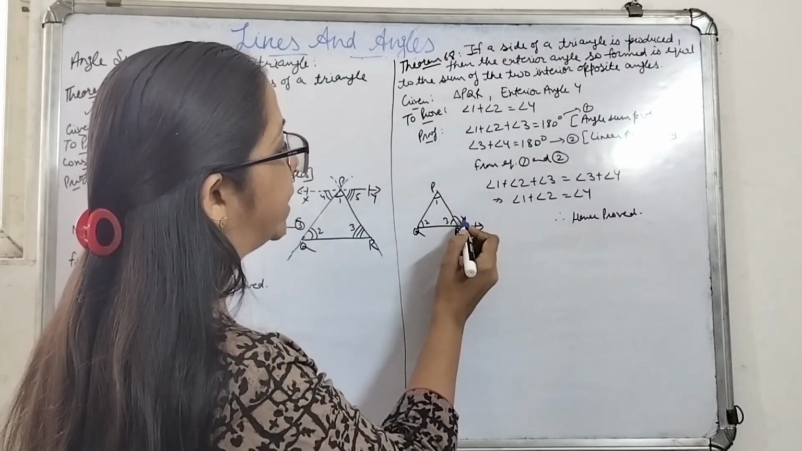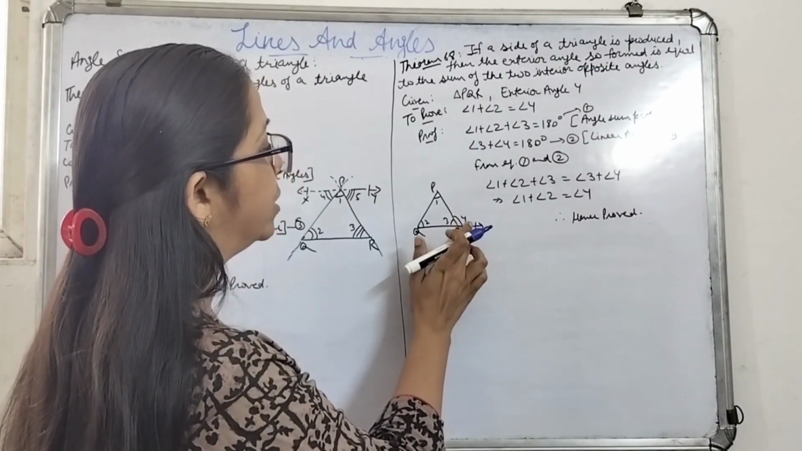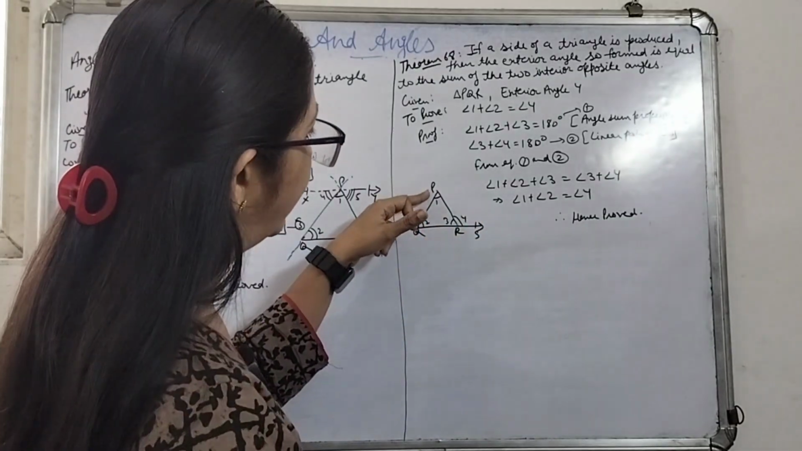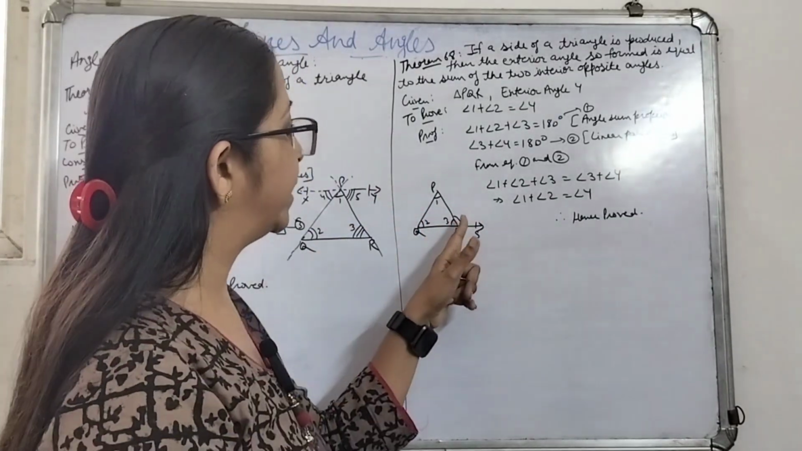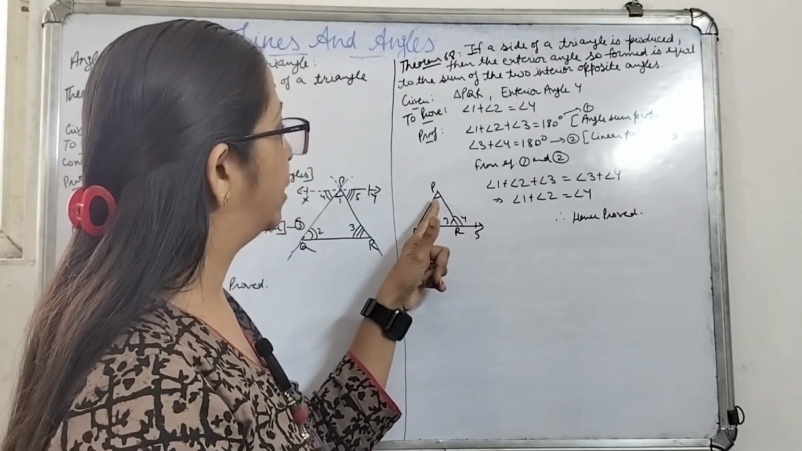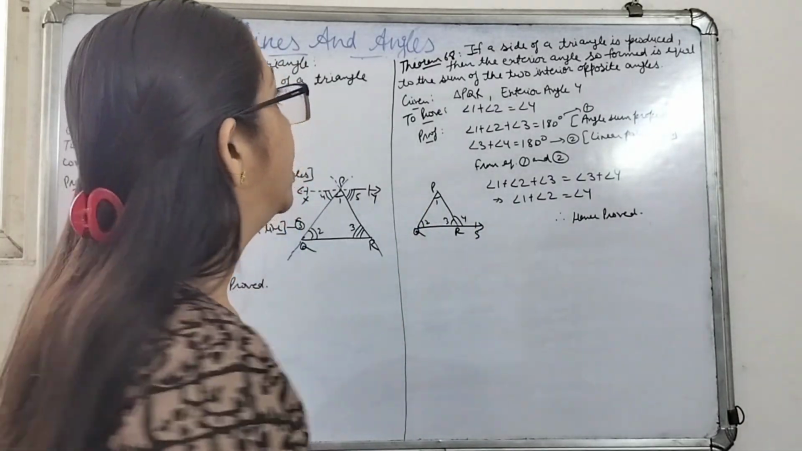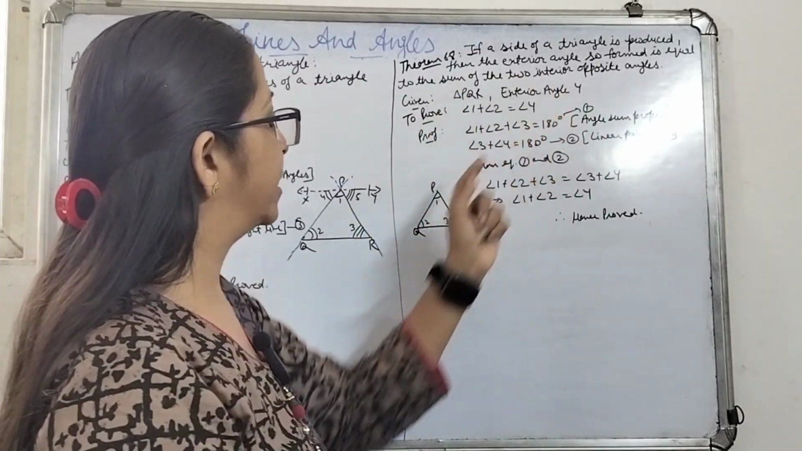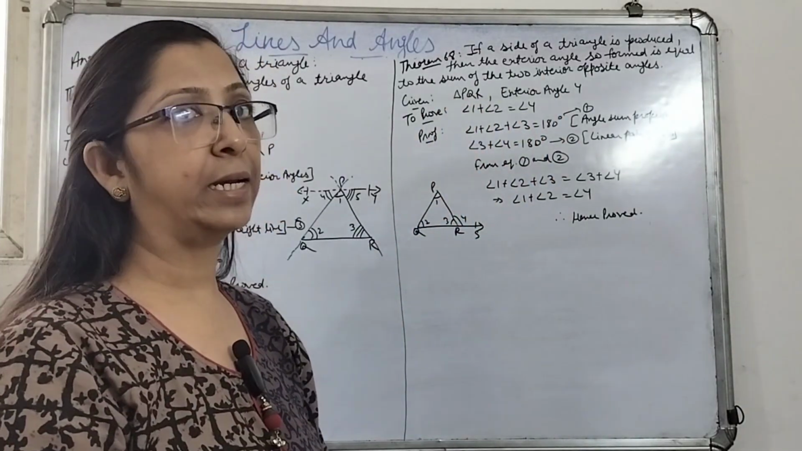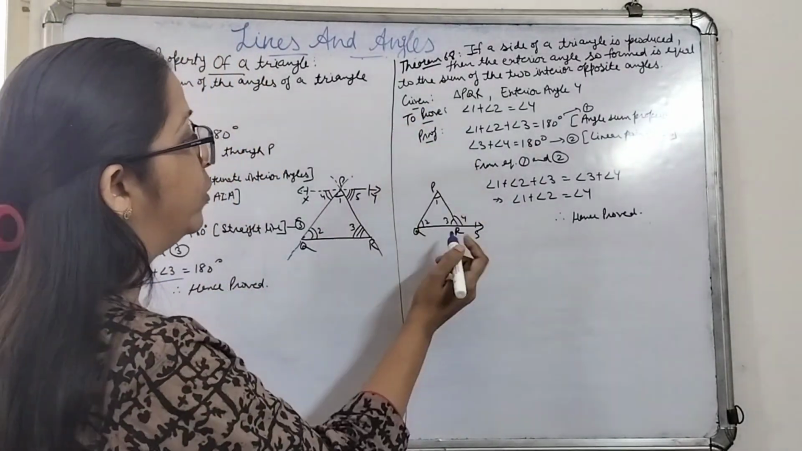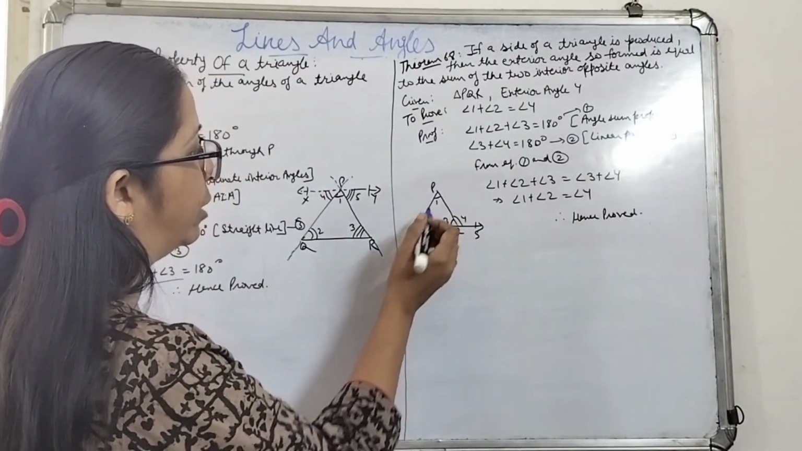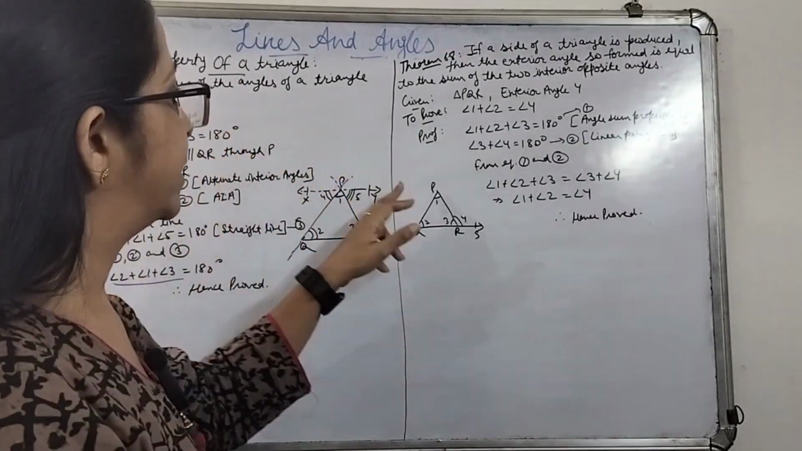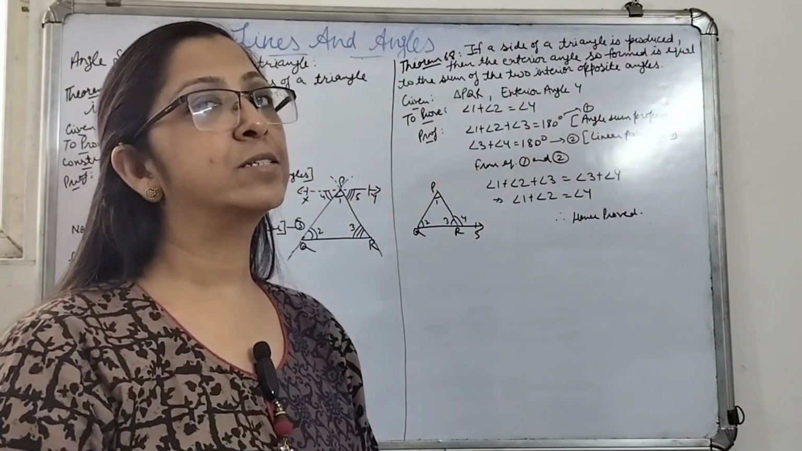So we have to prove that angle 4 is equivalent to the sum of the interior opposite angles. The interior opposite angles for this will be angle 1 and angle 2. So we have to prove that angle 4 is equivalent to angle 1 plus angle 2. What is given to us is that triangle PQR is there, and the exterior angle, angle 4, is given to us. We have to prove that angle 4 is equivalent to angle 1 plus angle 2. Now how can we prove it? Just now we have seen that the sum of all the angles of a triangle is 180 degrees.